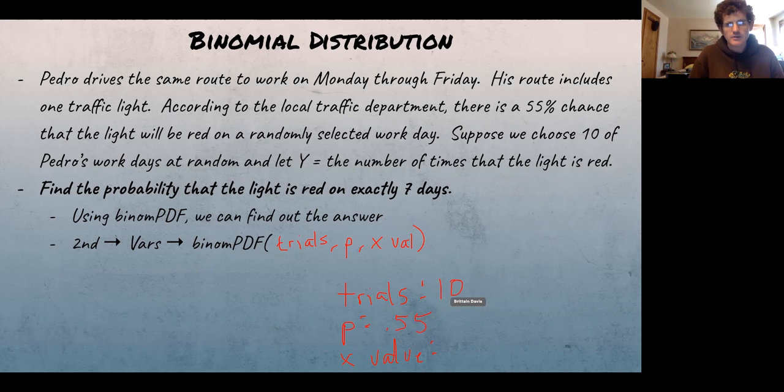And then the X value, if we want exactly 7 days, then I'm just going to put in 7 right here. You might or might not remember the answer that we came up with the other day, but when we do this, we can see that this is about a 16.6% probability. So if you do remember what we came up with, it was that number. But now the calculator does it for us using that formula.